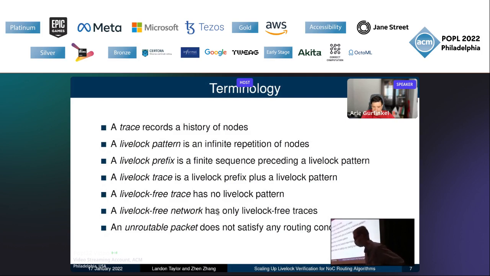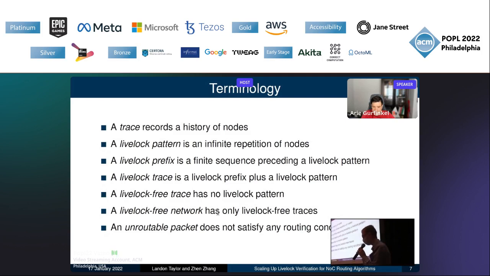All right, so just to define some terms, a trace records the history of nodes or coordinates that... Oh, it's telling me the battery is dead. Sorry about that. There we go. Sorry about that.